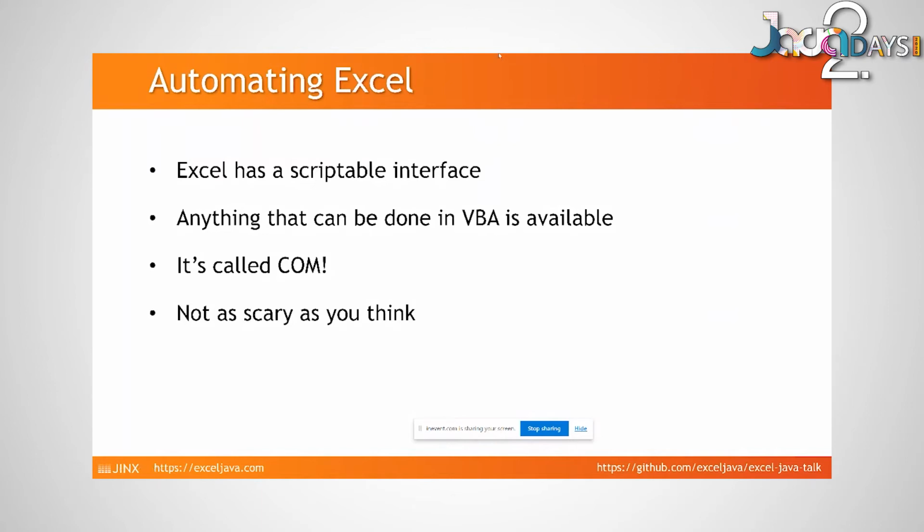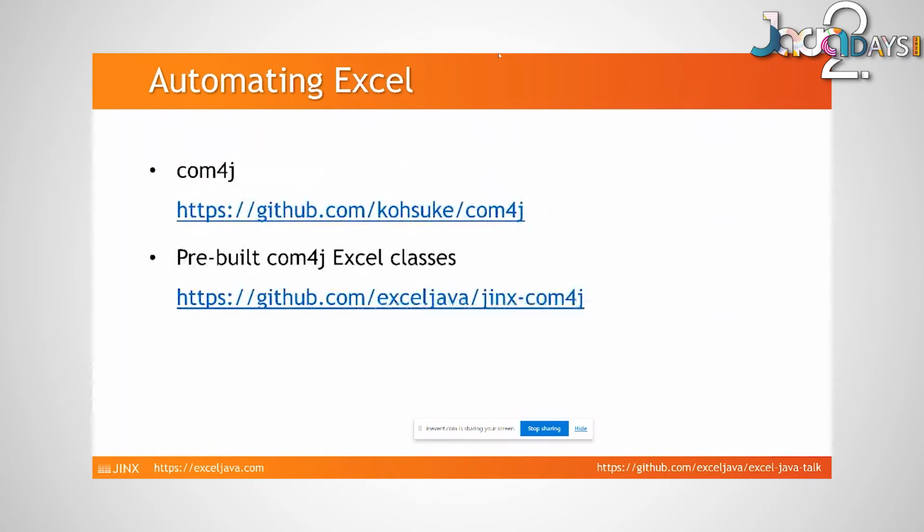Now, there are a few different Java COM bridges out there, but the one that I found that works really well is Com4j. Before you start calling COM interfaces with Java using Com4j, you need to generate these Java wrapper classes. That can be a bit fiddly, especially if you're not familiar with COM already. But for Excel, there's no need to do that because you can just pick up some pre-built wrapper classes from this Excel Java repo here. So if you go to the Excel Java organization on GitHub and find Jinx Com4j, you'll find everything you need to get started with Com4j and Java.